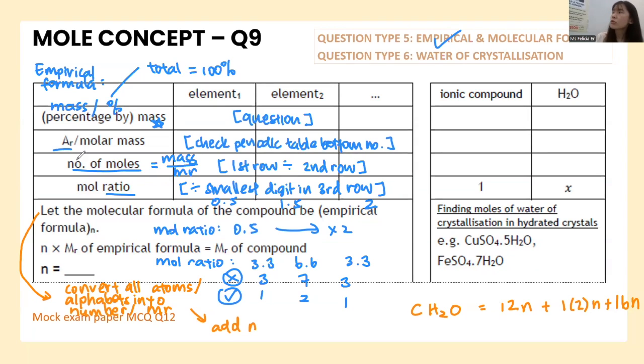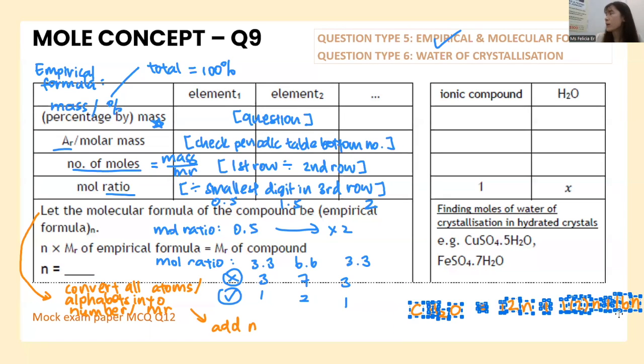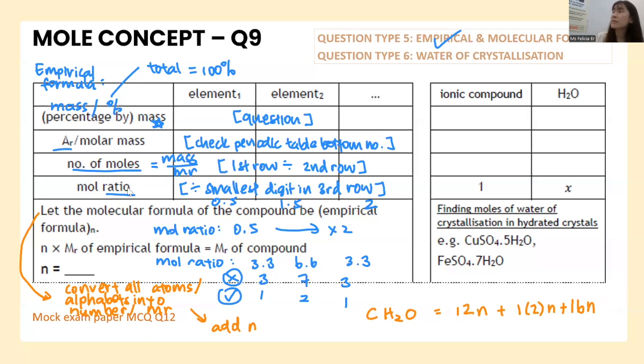Then this whole thing, you let it be equal to the mass number. Usually the question will tell you what the mass is. If the question this time tells you the mass is 180, then you just let it be 180. Then you solve for the letter N. After that, you do the math. If I'm not wrong, it should be 6. So in the end, your molecular formula would be everything times 6, so it would be C6H12O6. So this would be the answer.